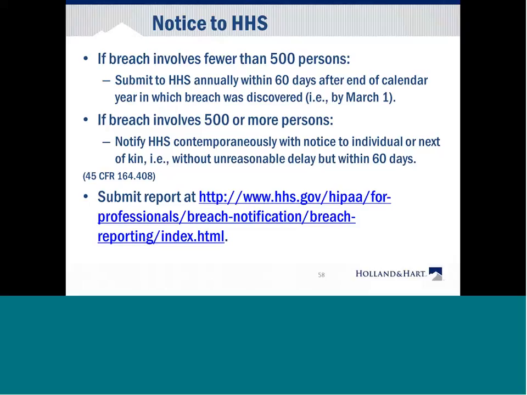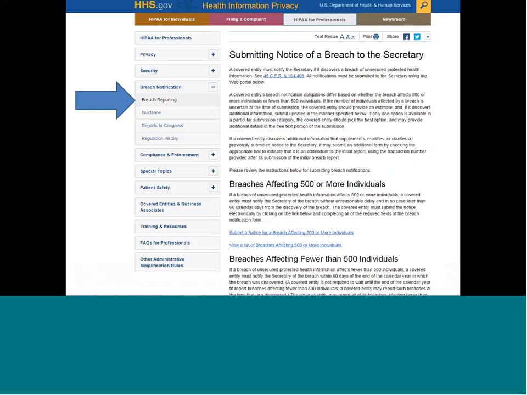If the breach involves 500 or more persons, then you can't wait. You've got to notify HHS contemporaneously with the notice to the individual or the next of kin. That means without unreasonable delay, but within 60 days. The way you submit that report is you go to that website on the government's, on the slide there, and it has instructions there for doing your breach reporting.